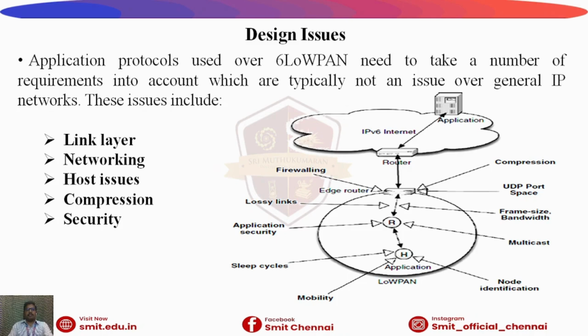Design issues. Application protocols over 6LoWPAN must consider constraints that are not significant in normal IP networks. These include limited packet size, unreliable wireless links, node mobility, and energy constraints. Protocols must be robust to packet loss and delays. Design choices directly impact battery life, latency, and scalability. Hence, careful protocol selection and optimization are crucial. These issues include link layer issues, networking issues, host issues, compression issues, and security issues.